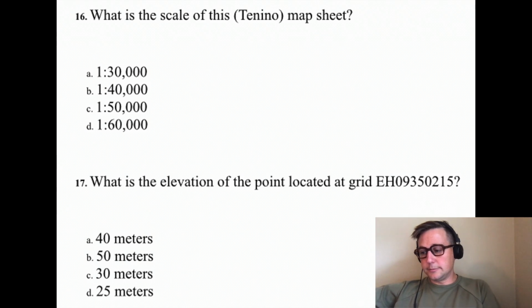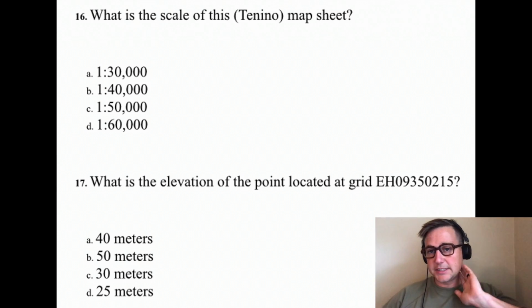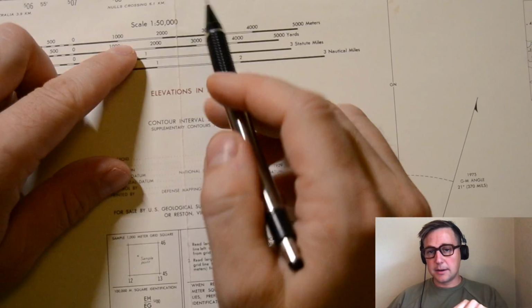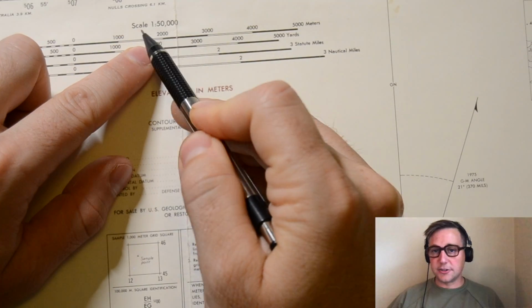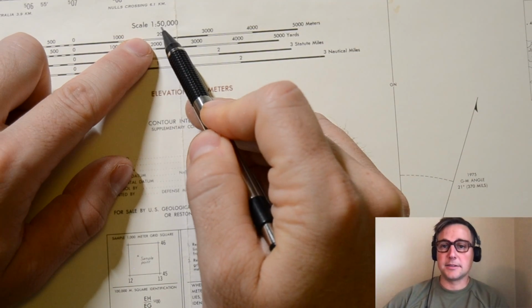All right, scale. It's on 3 different places on a map. Top left corner, bottom corner, and sometimes in the legend. 1/50,000. Don't mess this up.